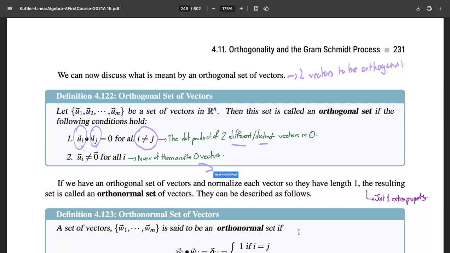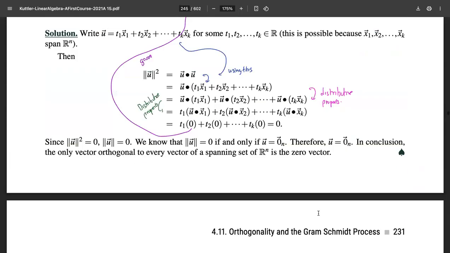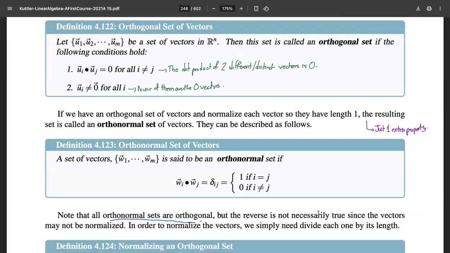And also none of them are the 0 vector, because we just learned from this example that the 0 vector dotted with anything is going to be 0. That's also a property that we learned under dot product. So this is the definition of an orthogonal set.